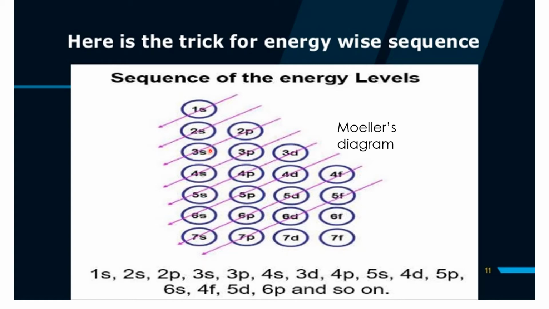So when you draw the diagonals in this way, you obtain the order in which the energy levels are filled: first 1s, then 2s, then 2p, 3s. Then again move to the next diagonal, 3p, 4s, 3d, 4p, 5s and so on. So this is written down as 1s, 2s, 2p, 3s, 3p, 4s, 3d and so on. So in this way electrons can be filled.